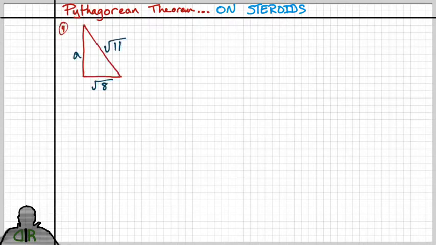Now, what we're getting into is, oh my goodness, we got these square roots in here. We got the radical symbol. So what are we going to do? Well, let's just write it into the equation. Don't freak yourself out and think that it's going to be that much harder because it's got a radical in it. Why don't you try and put it into the equation first? So this is what it looks like. A squared plus root of 8 squared equals root of 11 squared.